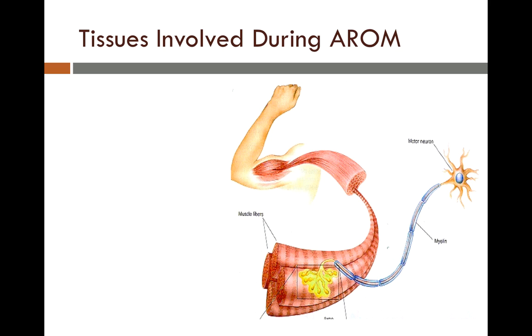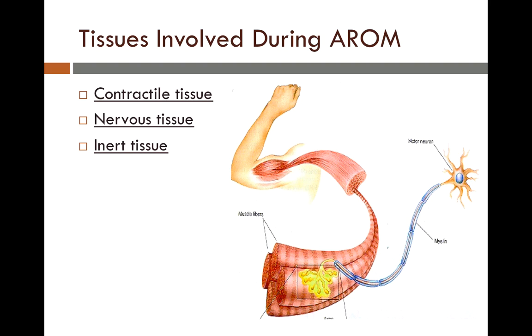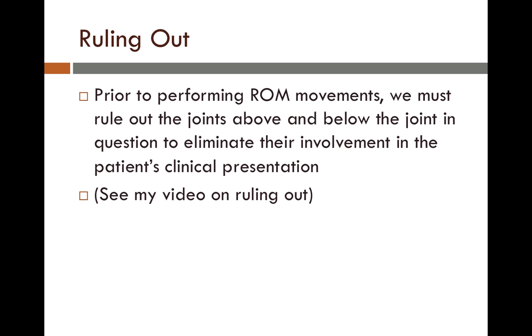What tissues are involved during active ranges of motion? Contractile tissue, nervous tissue, and inert tissue. Prior to performing range of motion movements, we must rule out the joints above and below the joint in question to eliminate their involvement in the patient's clinical presentation. For more information on this, see my video on ruling out.